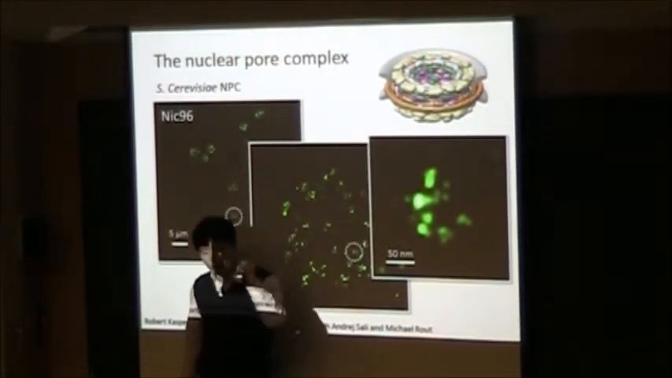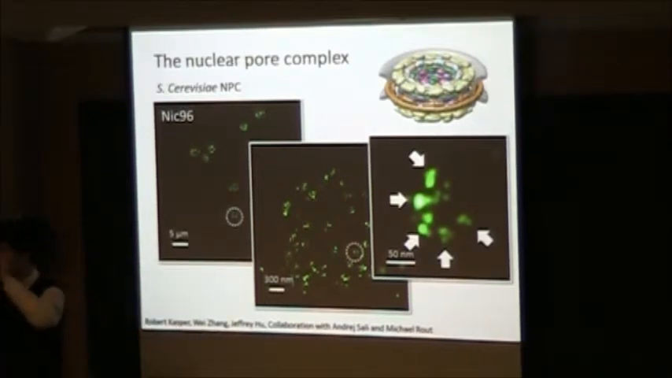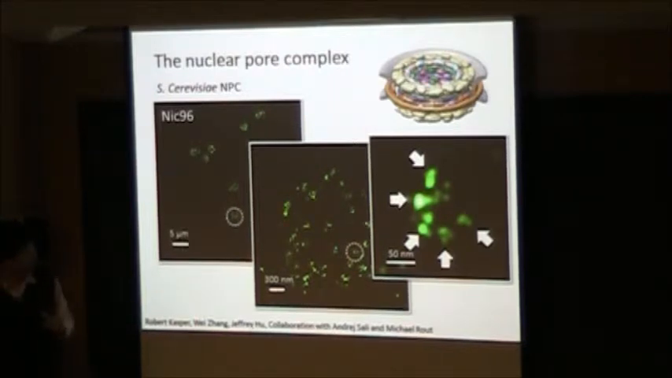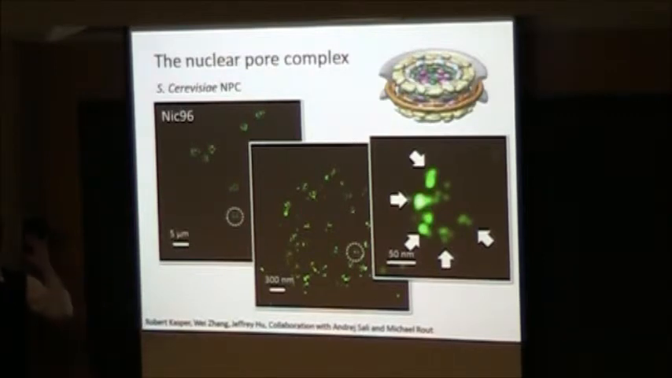The labeling efficiency is not 100%, but for those labeled, because we're supposed to see 8 of them following exactly 8-fold symmetry, we see 9, we see 5 of them. But yes, we can resolve individual nuclear pore proteins in the structure. And this is where we are trying to follow up, to determine the position of each of the proteins in the complex to allow us to reconstruct the structure. This is getting into higher spatial resolution.